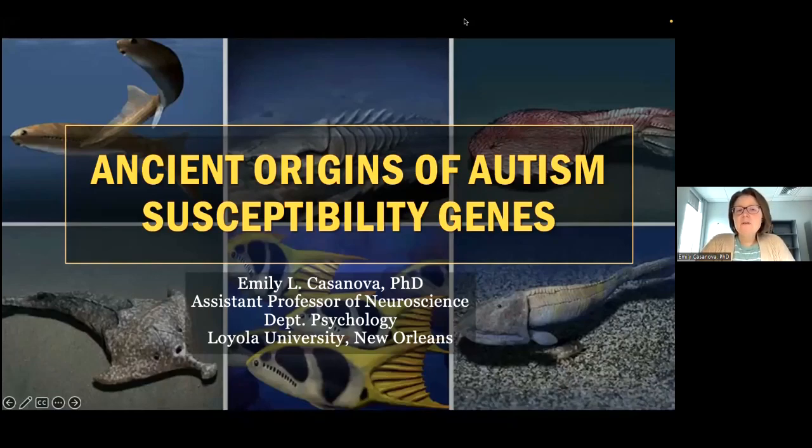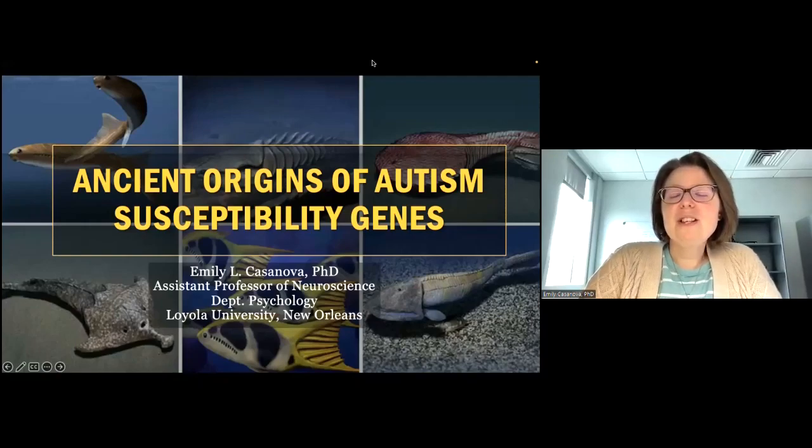For some years now, I've been studying some of the origins of autism susceptibility genes and studying trends in those genes. So you can see a bunch of weird little fish-like creatures in the background of my first slide. That may give you some hints of some of the stuff we might talk about today.